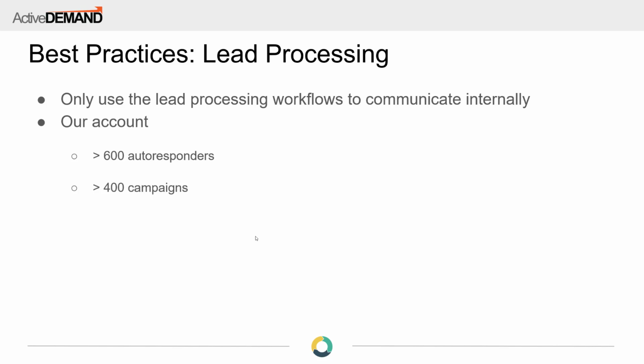And why I'm saying that is, in our account at the time of recording this video, we literally have more than 600 autoresponders in our account. And we have more than 400 campaigns in our account. So if we're trying to find out what happened with the contact and/or what happened internally, how did we get this lead, etc. Going through 400 campaigns or 600 autoresponders, look, I have better things to do than that. Really keep it simple, focus it in the lead processing workflows.